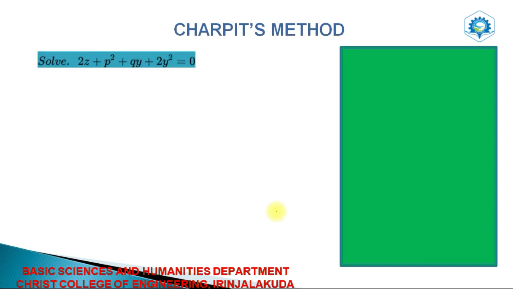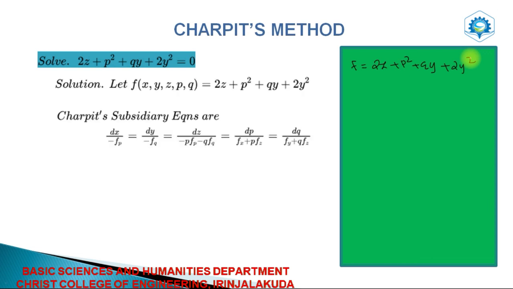Solve 2z plus p square plus qy plus 2y square equal to 0. Here the function f is 2z plus p square plus qy plus 2y square. Now we have our substitute equation: dx by minus fp equal to dy by minus fq equal to dz by minus pfp minus qfq equal to dp by fx plus pfz equal to dq by fy plus qfz.